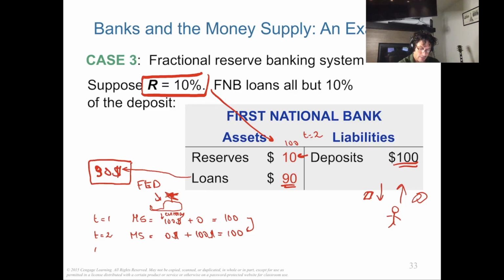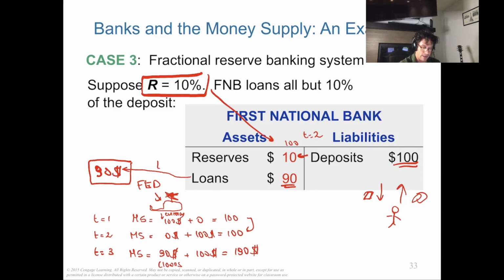So at t equal 3, the money supply is equal to $90 of cash that are made in terms of loans, plus, of course, still these $100 as deposits, so $190.